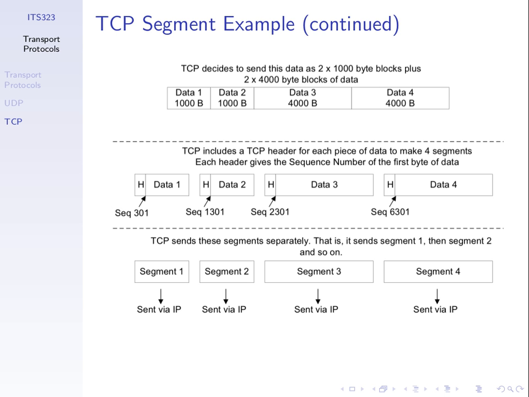302. No. What do you think the ACK number will be? B has received the first data segment. 1,301. The same way that we count bytes, we acknowledge bytes.